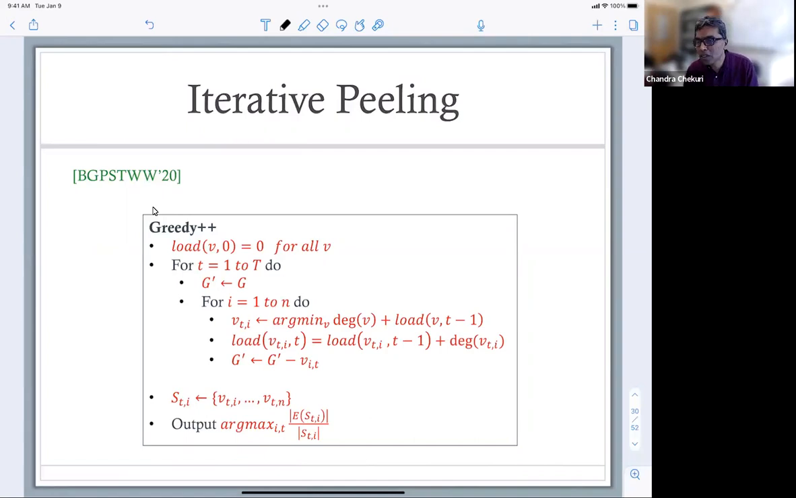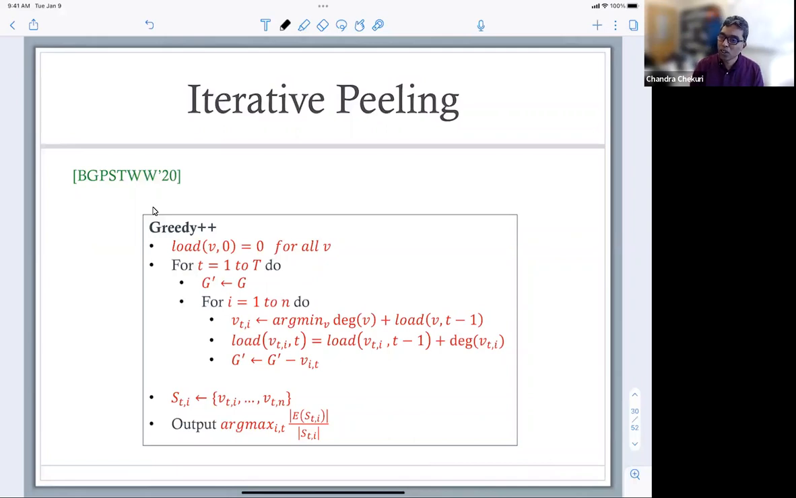And then what do you do? You just run the greedy algorithm. Your first iteration is basically the same as the standard greedy algorithm. Now, in the second iteration, you start behaving differently. And how do you do that? Well, after the first iteration, when you peel a vertex, you assign all the edges that were incident to that vertex to this vertex. So the load of the vertex is the degree of the vertex when you peeled it. So in the second iteration, you don't peel based on the degree, but you peel based on the degree plus the existing load.